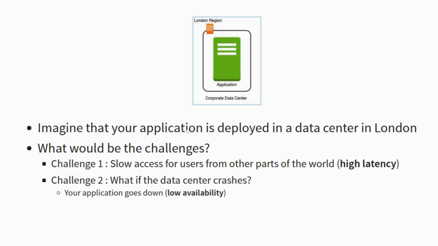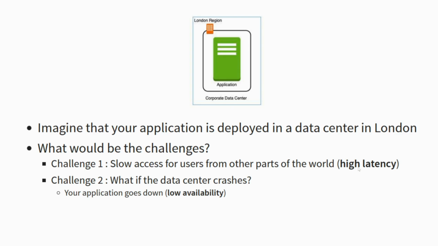Because your application is deployed in the London data center, if you are from India or any other part of the world and you try to access that application, there could of course be slow access because of the high latency. The second challenge is, what if the data center crashes? Of course, you are not able to access the application. Even if you are in the same location, if your data center crashes, you're not able to access it. So here we have two main challenges.